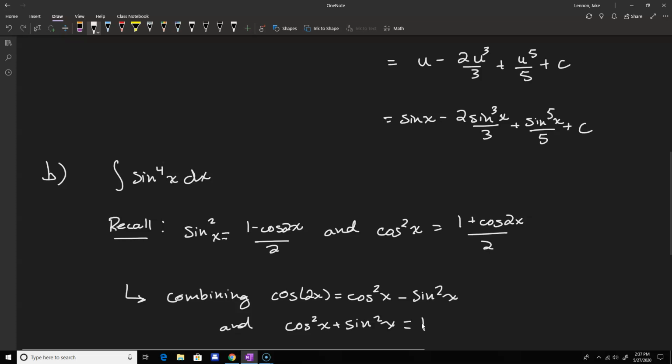So what we're going to do here is replace the sine to the fourth of x with the half-angle identity that we see above for sine squared of x.